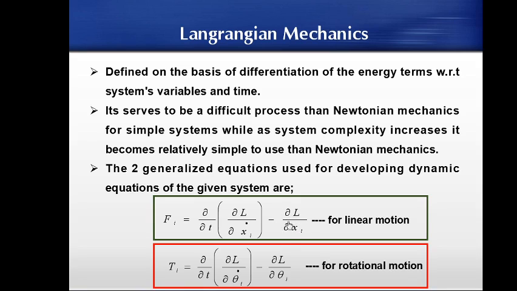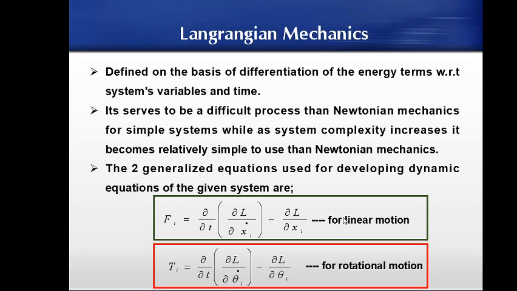Then from this xi, that is a position basically, on differentiating that position I will be getting the velocity. So I will be finding the partial derivative of the Lagrangian with respect to the velocity parameter x dot, then differentiating that term with respect to time. So the basic concept is that you need to differentiate your Lagrangian with respect to the system variable, then differentiate with respect to time. That is the basic concept behind the Lagrangian mechanism.